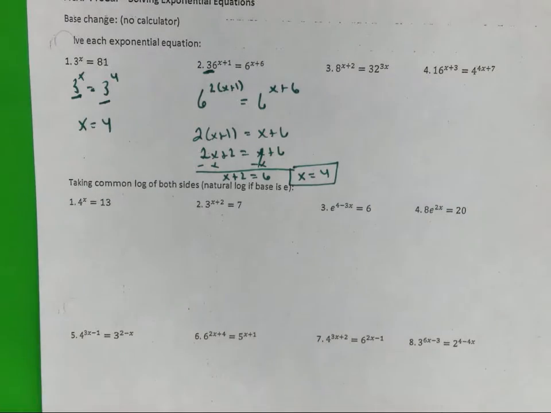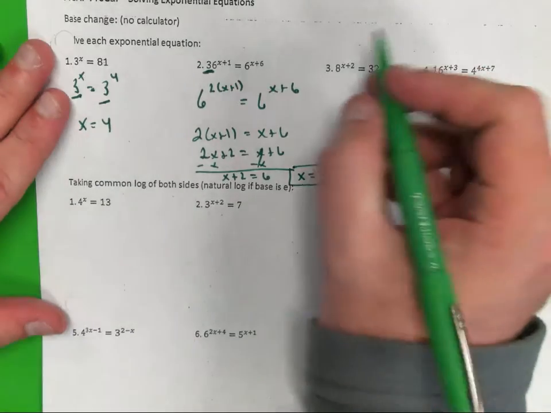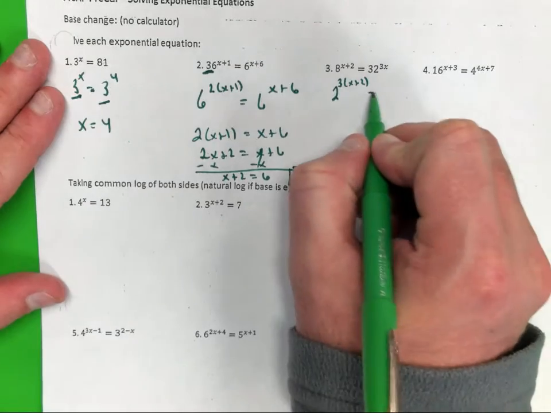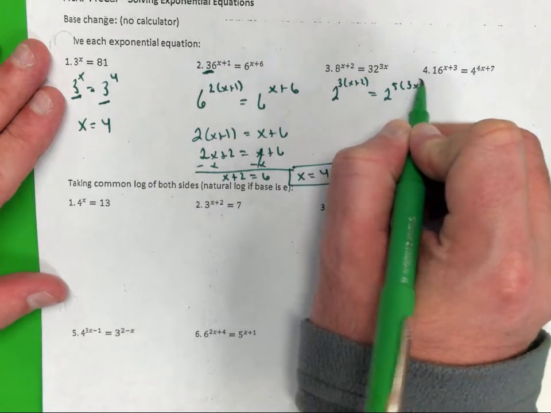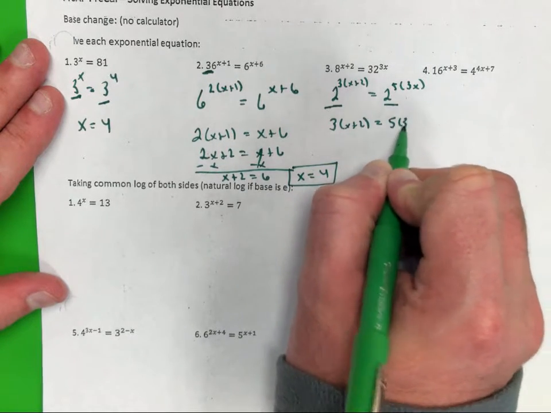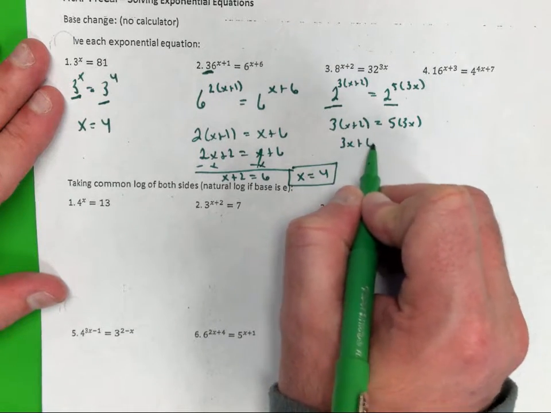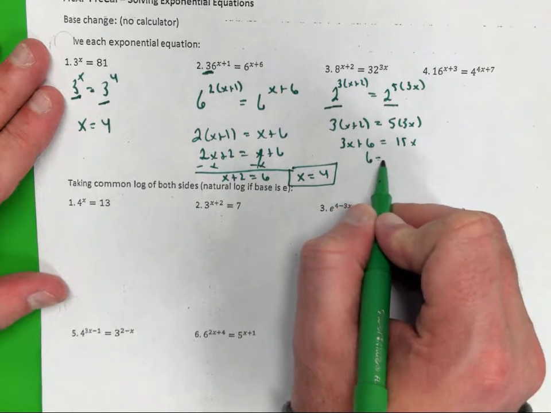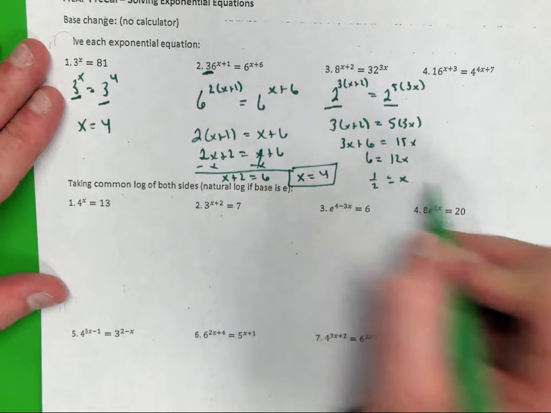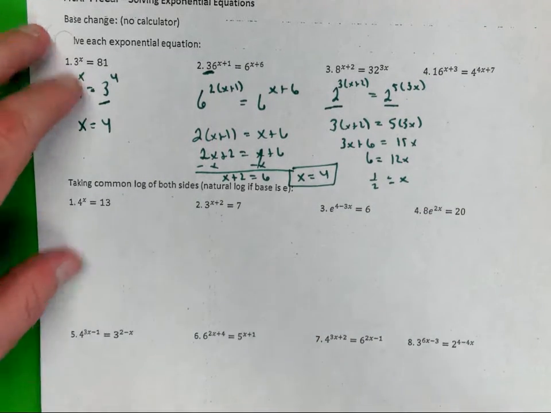All right. So on number 3, what did you decide? What could you get both bases to be? 2. Yeah. So let's do that. So how do you write 8 using a base of 2? 2 to the 3rd, and 32 is what? 2 to the 5th. Your bases are the same, so you can go without them. So 3x plus 6 equals 15x. 6 equals 15 minus 3 is 12, so 1/2. Did y'all get 1/2? Okay.